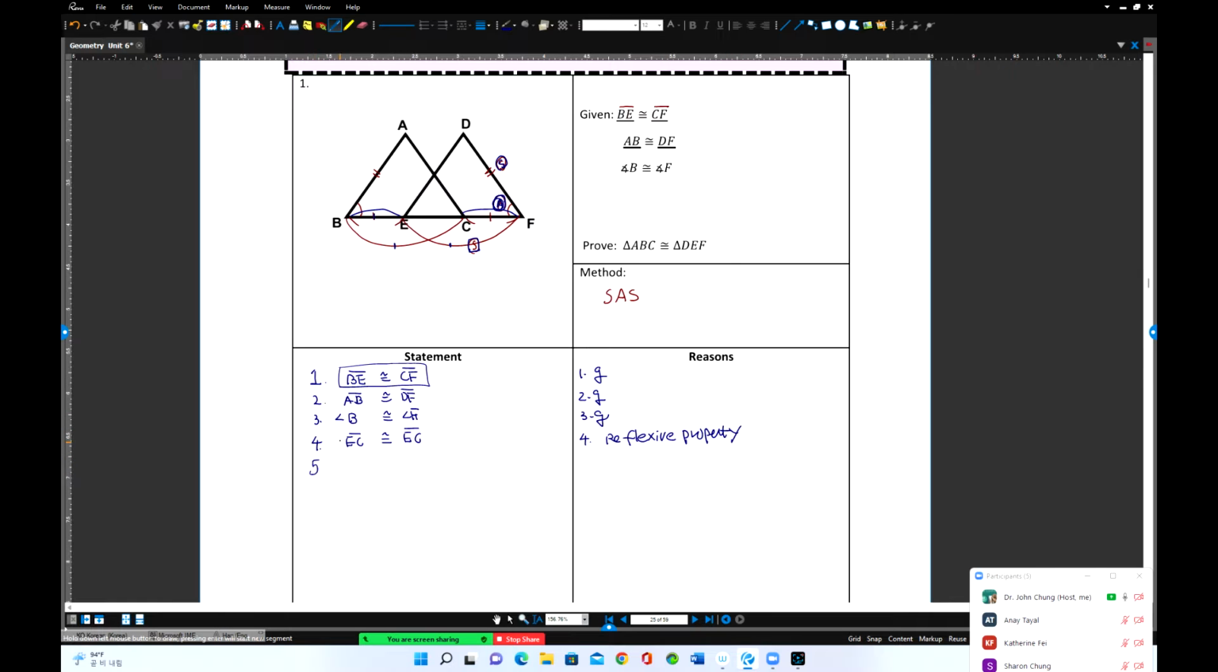Now what I gotta do? These two congruent sides, each must be addition, right? Okay, use this one. BE plus EC, equal quantity, the sum also congruent. And the CF plus EC. This will be the addition property. Okay, right? That's the addition.